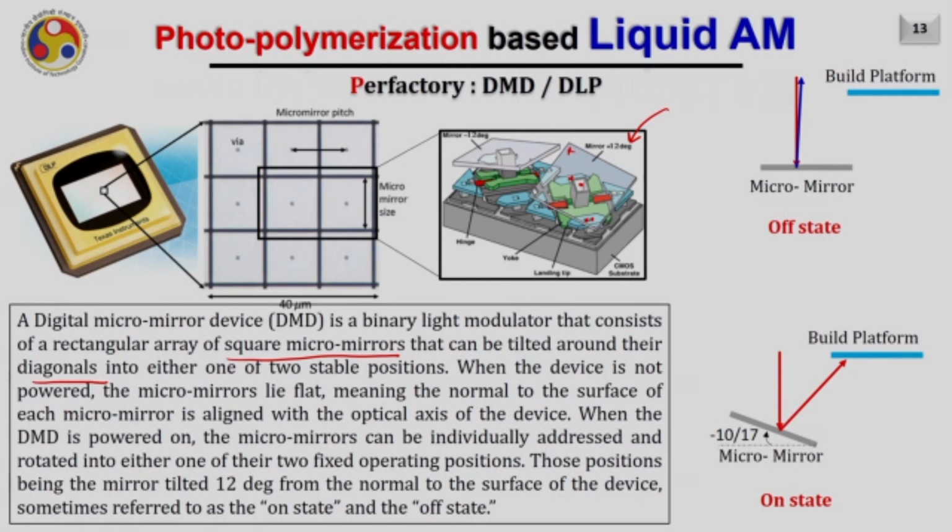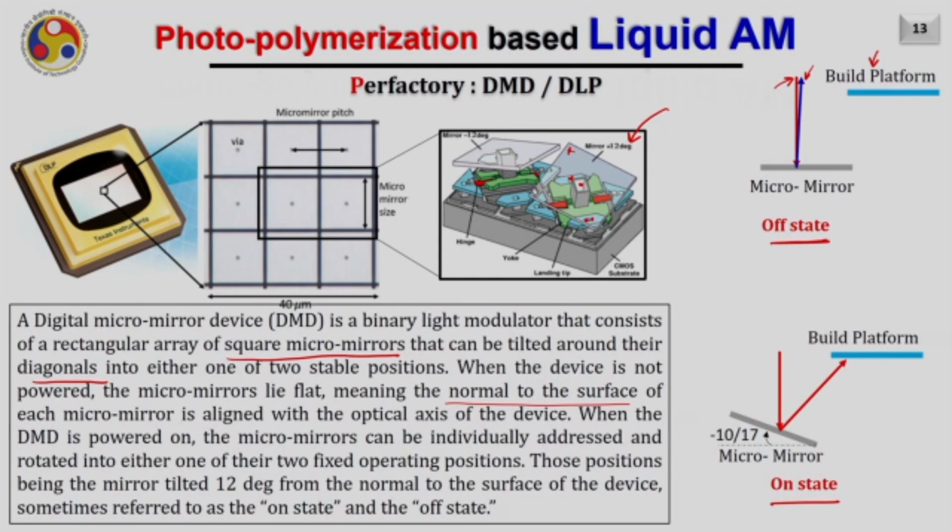When the device is not powered, the micro mirror will lie flat, meaning the normal to the surface of each mirror is aligned with the optical axis of the device. As you can see here, this particular state is called the on state, and when it is not projecting, it is called the off state. So the state when the light is not projected on the build platform is called the off state, and when the light is projected on the build platform is called the on state. Here you can see the red color, it is the light coming towards the mirror and then reflecting back, shown in the blue color. And this is the build platform. Hence, the light is not going towards the build platform.